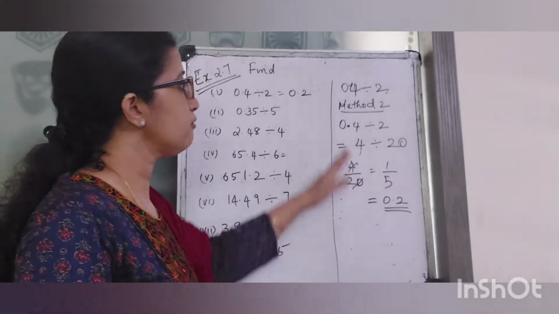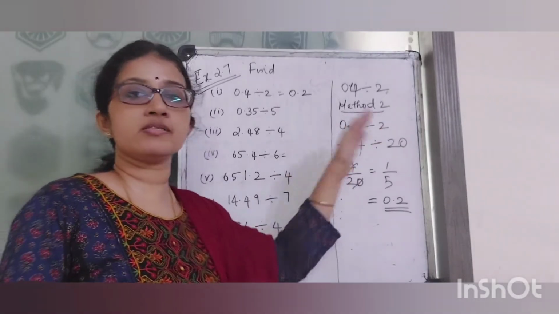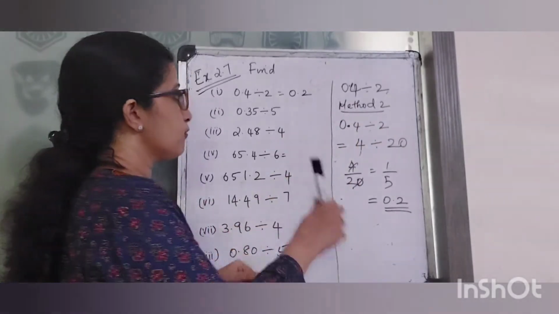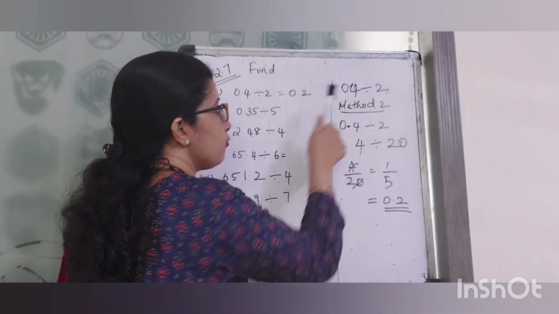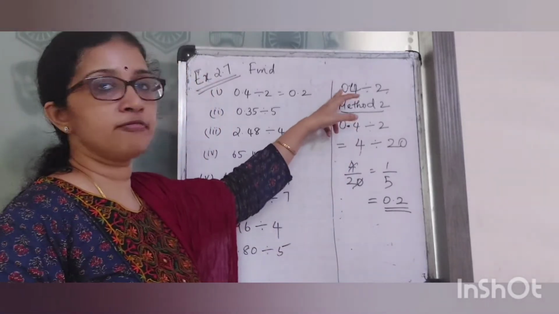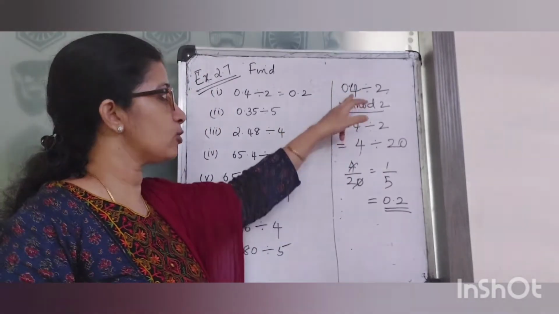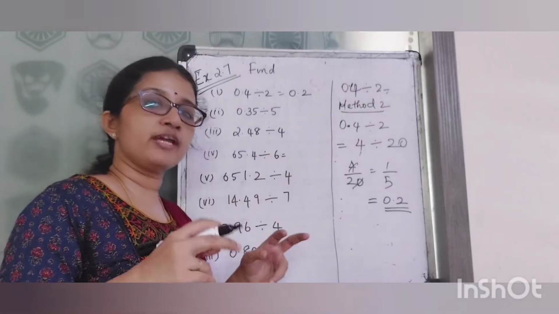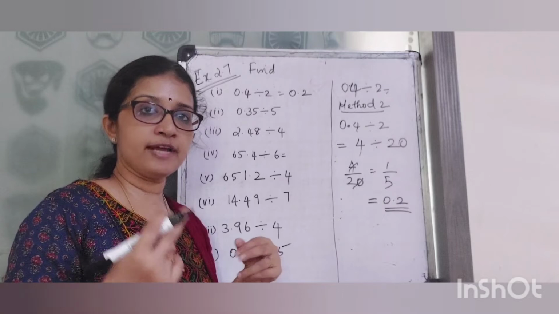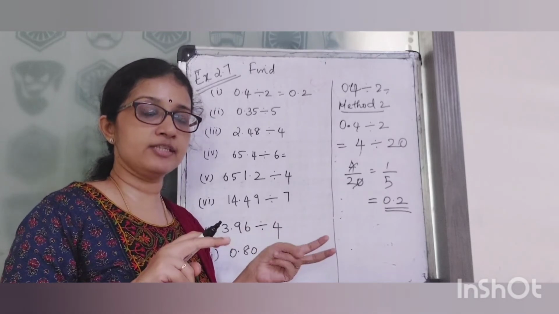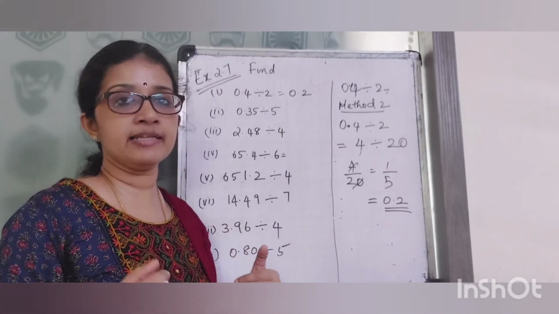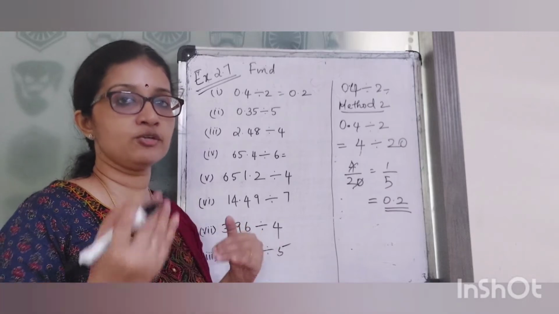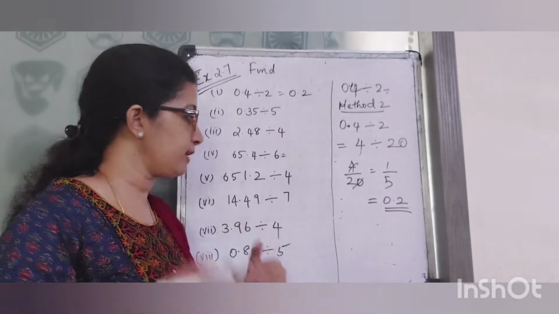In the first method we convert both these numbers into fractions. For 0.4 we write 4 by 10, and 2 can be written as 2 by 1. Again we take the reciprocal of the second fraction and multiply it with the first fraction. Finally we convert to decimal, so we can write the answer in the form of a decimal.